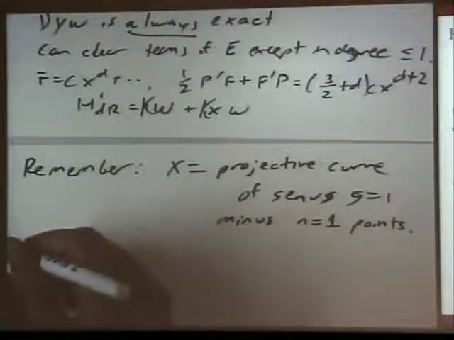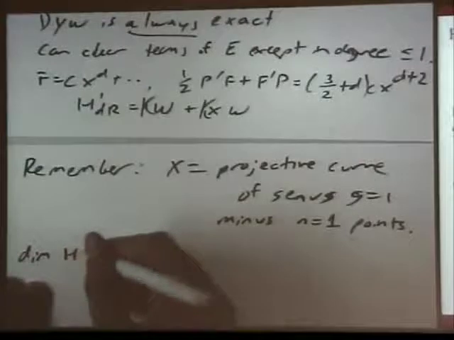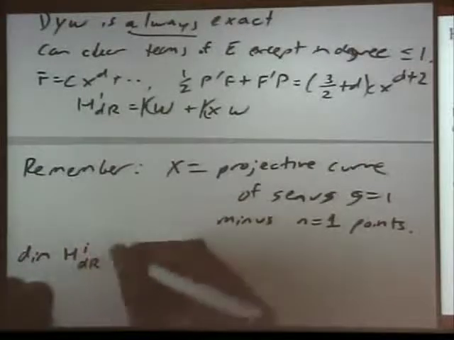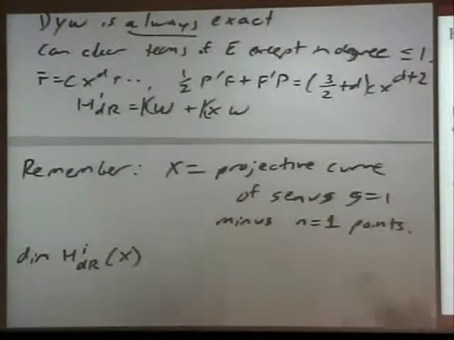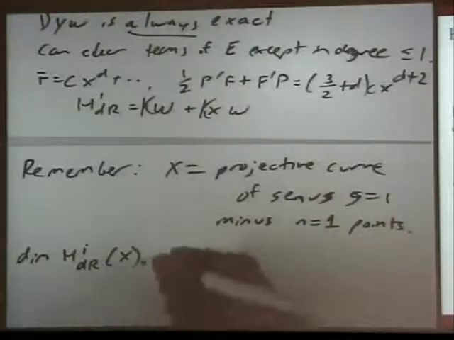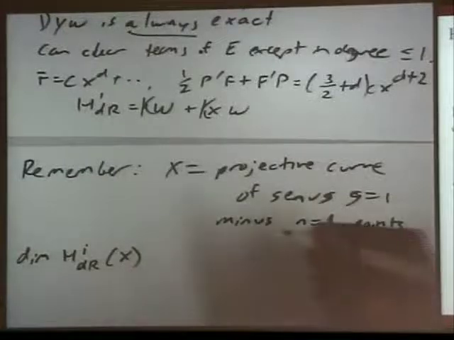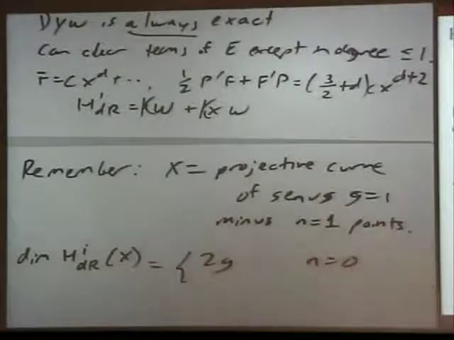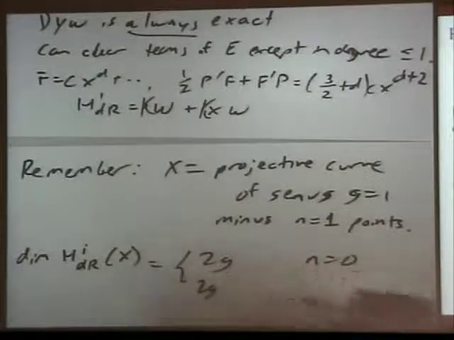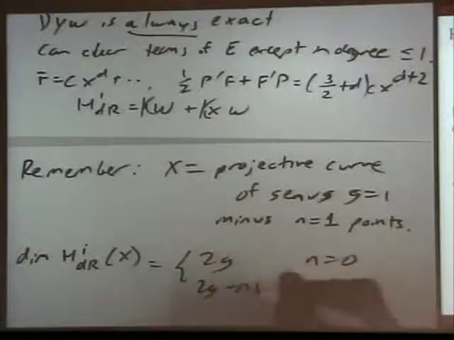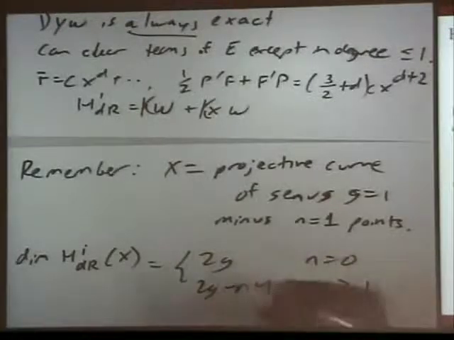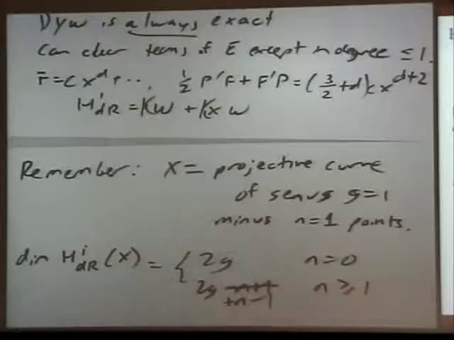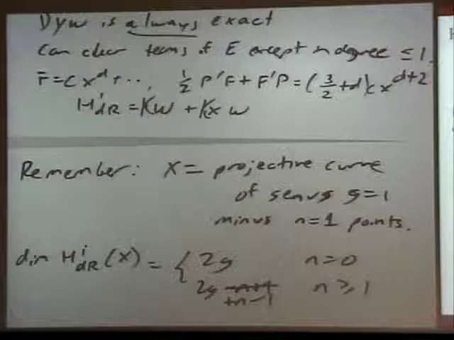And so, as it turns out, the dimension of the de Rham cohomology of X, in general, if you take a projective curve of genus g and take out n points, then one can calculate what this dimension is. Well, it's of course 2g if n equals 0. This is what you expect. And then the first point doesn't cost you anything. But after that, it's plus n minus 1. You add dimension every time you take out a point, except the first point, you don't add anything.